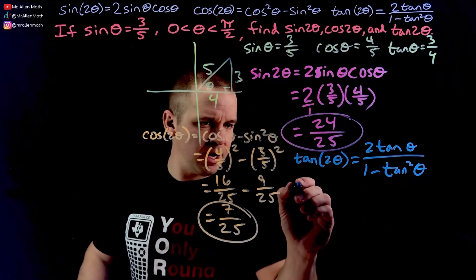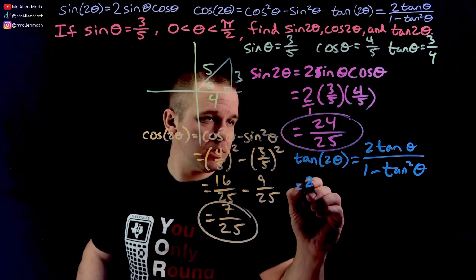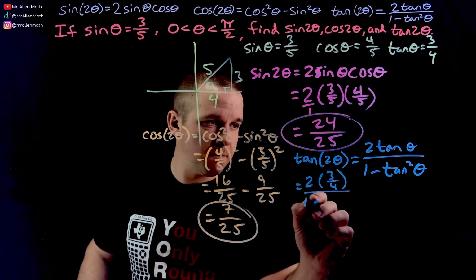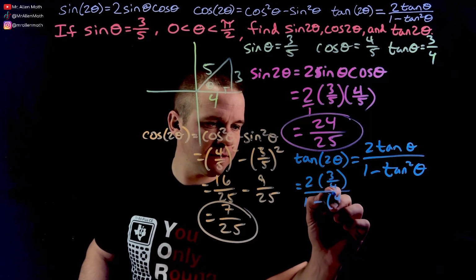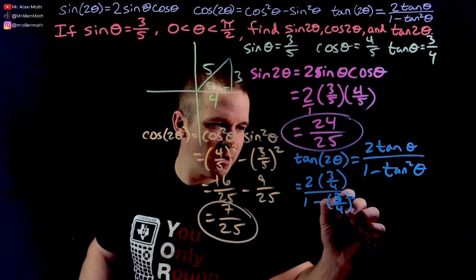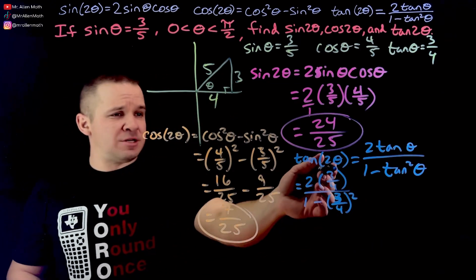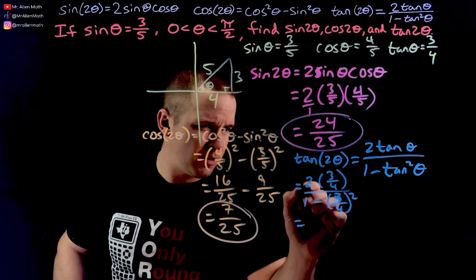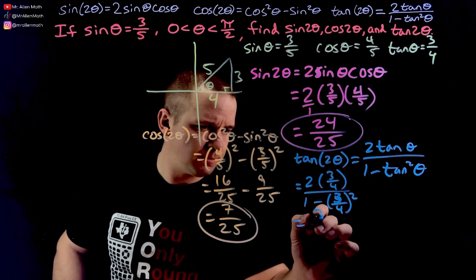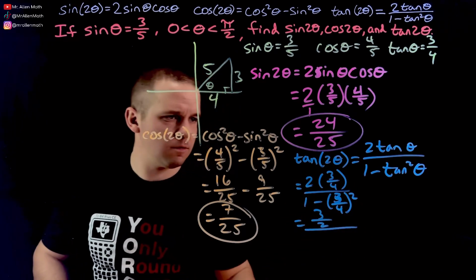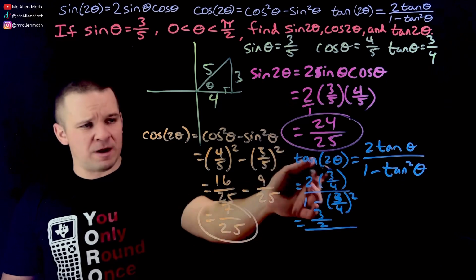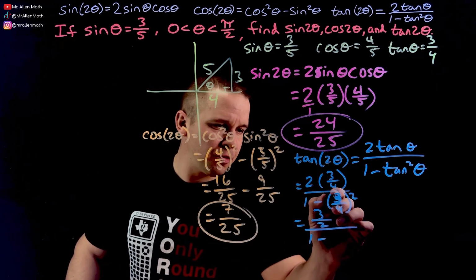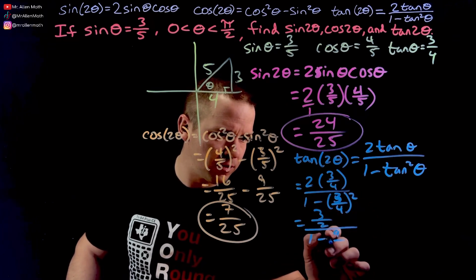I'm actually going to come over here with it. We got 2, and we said 3/4, right? So 3/4. Then we got 1 minus 3/4 squared. So 2 times 3/4, that's going to be 2 times 3 is 6 over 4. Actually, why don't we just reduce that? That'll be 3 over 2. 2 divided by 4 will reduce down to a 2. You get 3 over 2. Then 1 minus, we got 3 squared is 9 over 4 squared is 16.